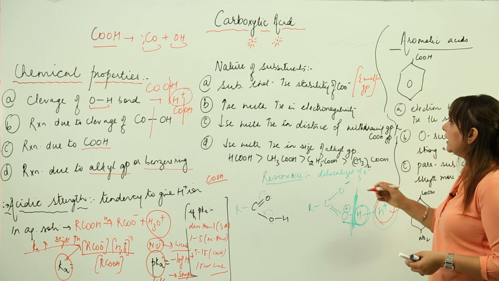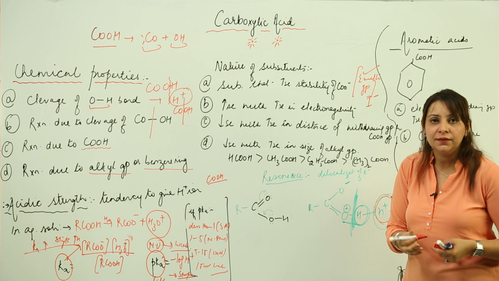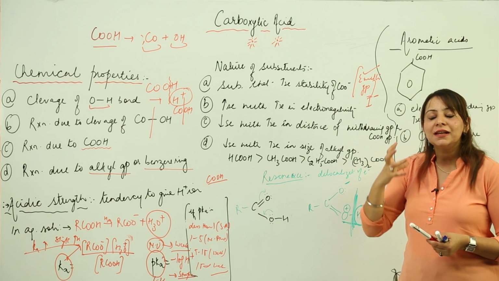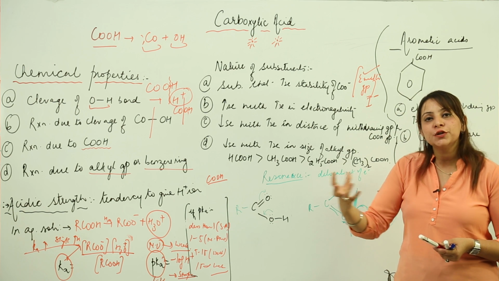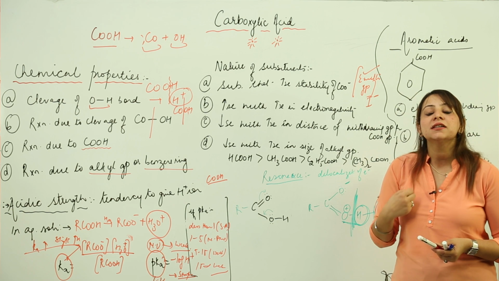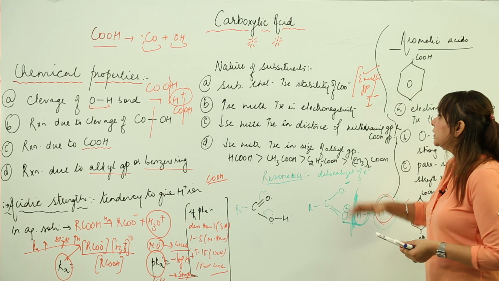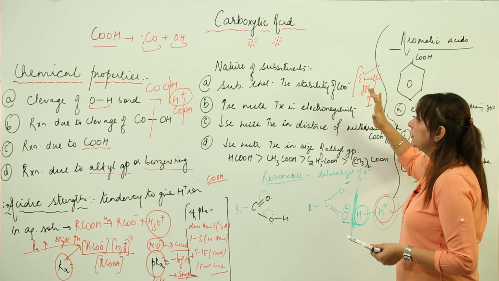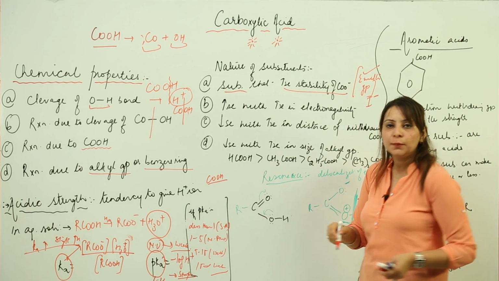So any group which shows a minus I effect has an electron withdrawing nature. Whenever this kind of group is attached, it withdraws the electrons more toward itself and makes the release of hydrogen ion easier. This is how a substituent can increase the stability of the carboxylate ion.